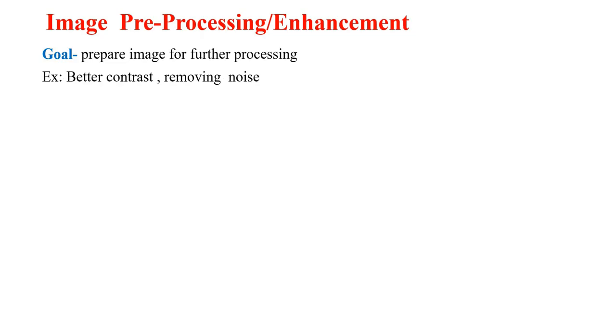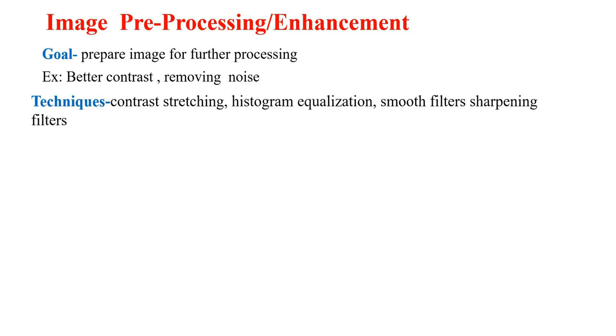Next is image pre-processing or the enhancement. So here the goal of the image pre-processing or enhancement is to prepare an image for further processing or analyzing, such as for segmentation, recognition and classification. And this step improves the image quality, and it makes the contrast better by removing the noise, and it will make the features clearer and noise free.